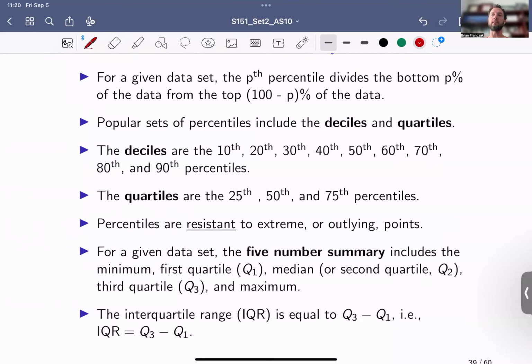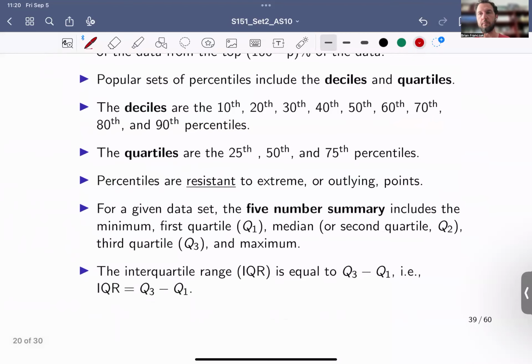So our way of assessing spread for skewed data sets is to consider a set of percentiles, which are called quartiles. More specifically, what we do is we consider what is called the 5-number summary. So the 5-number summary is the minimum value in the data set, the maximum value in the data set, and then the 3 quartiles. So the 25th percentile, the 50th percentile, which is the median, and the 3rd quartile.